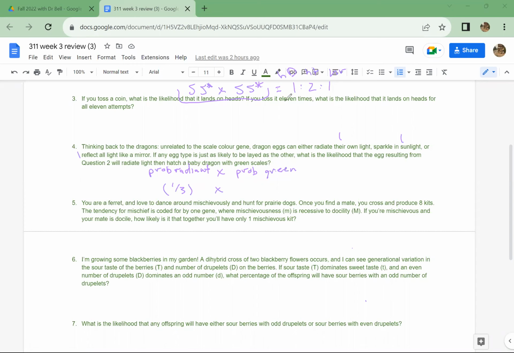If one of them is homozygous dominant, one is heterozygous, and one is homozygous recessive, and we know that dominance creates green dragons, these 2 options have at least one dominant allele in their genotype. This one doesn't, and will therefore appear golden. So the probability is these 3 will be green, this one will not, and out of 4, we have 3. These 3 out of 4 will be green.